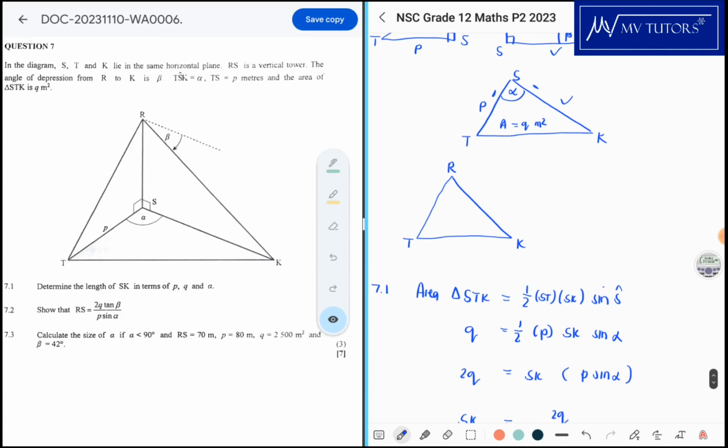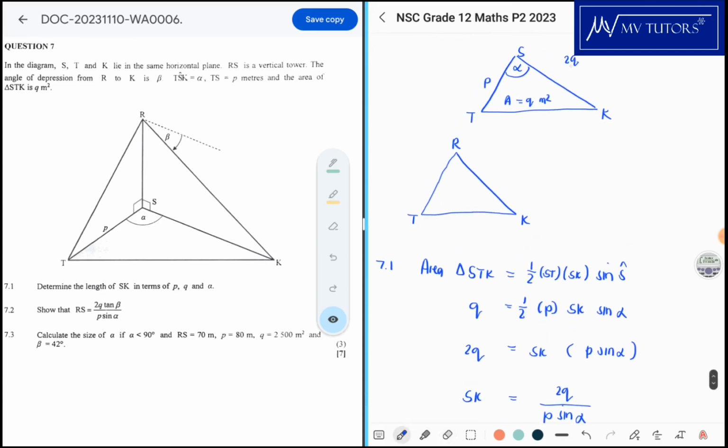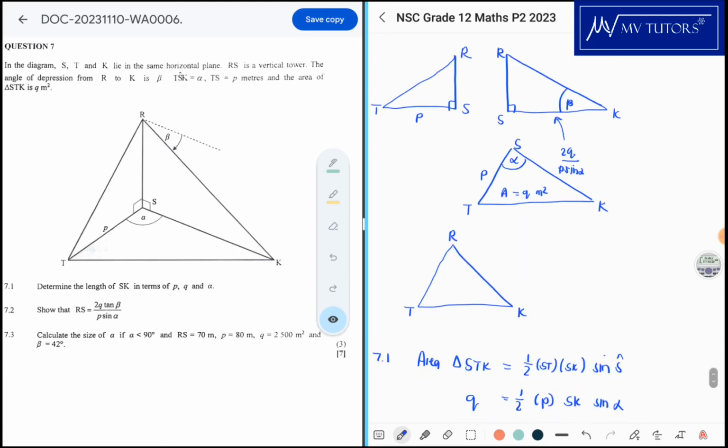We can actually write down, once you have the information, just populate it in your sketches. It can make life a little bit easy. So we have 2Q over P sine alpha. Same here, but I'm not going to write that down. We have it.